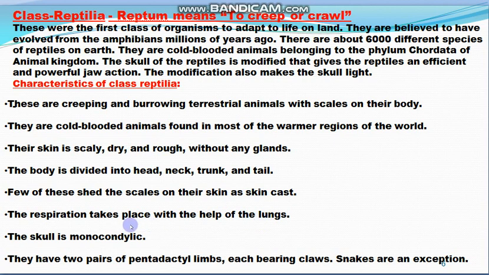The skull is monocondylic, meaning it has one condyle in the skull, and they have two pairs of pentadactyl limbs, each bearing claws, and snakes are an exception. It means all the reptilians have two pairs of pentadactyl limbs like amphibians, and each limb has claws. But snakes are also reptilians, but they do not have limbs. So this is the exception in the case of snakes.